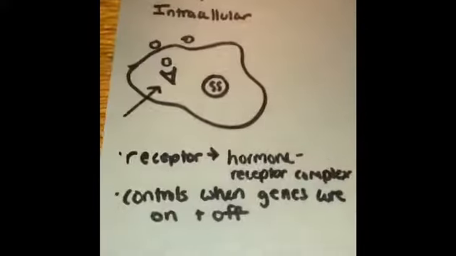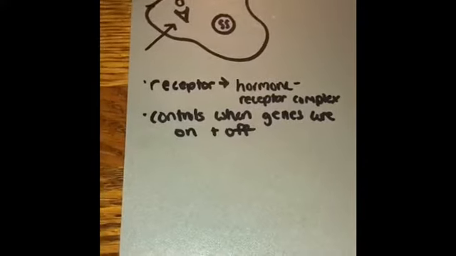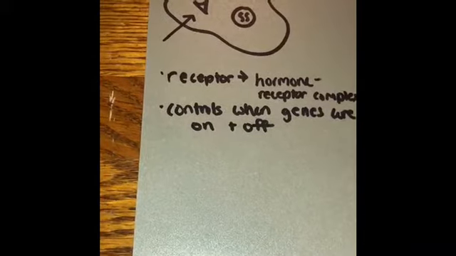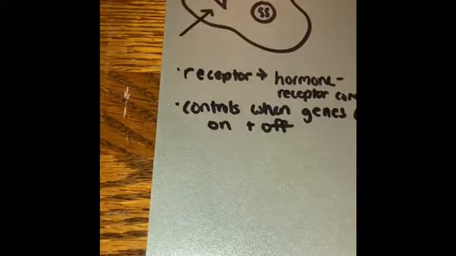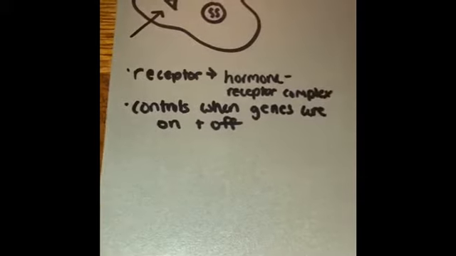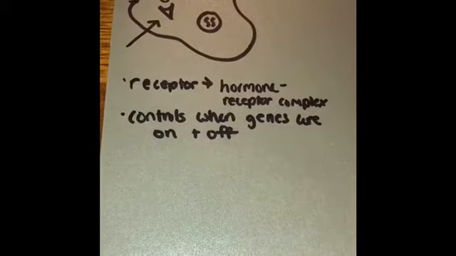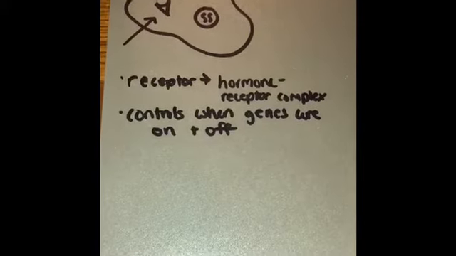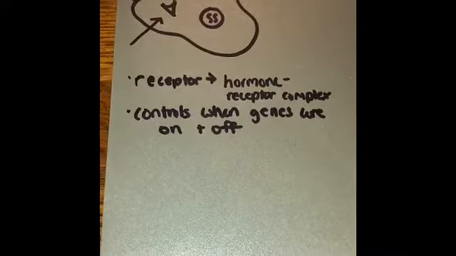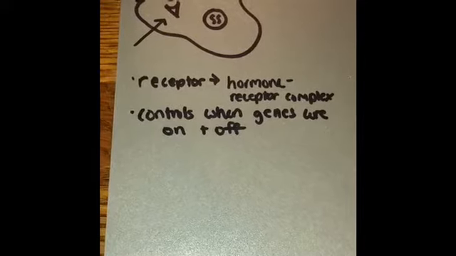Receptors inside the cell are called intracellular receptors. These receptors are found on the nucleus or cytoplasm of a cell. Signal molecules get to these receptors by traveling through the membrane. They must be small enough or hydrophobic enough. When they reach the receptor, it changes into a hormone receptor complex and can control whether genes are on and off.